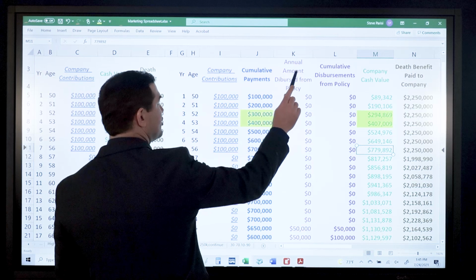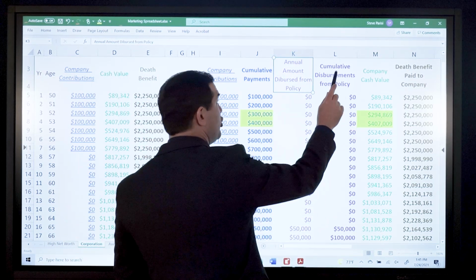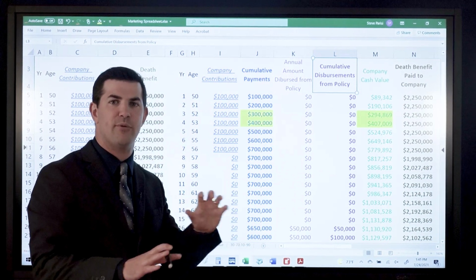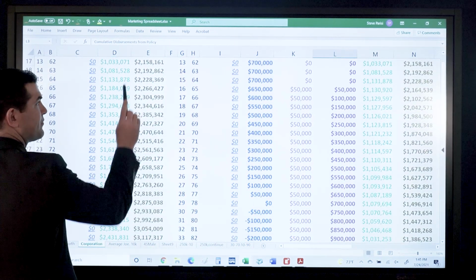Now, let me scroll back up. Annual amount disbursed from the policy, so this is going to be the retirement benefit, and then the cumulative disbursements. This is going to tally up how much money I distributed as a company from the cash value. Let's go up here.